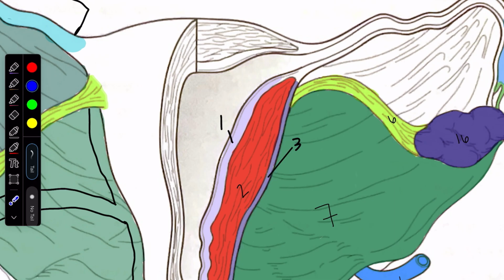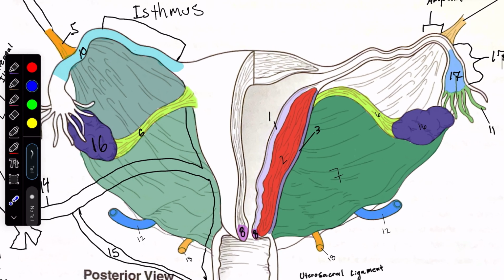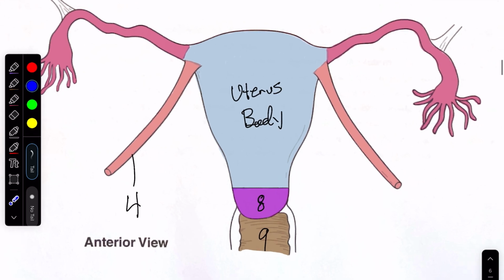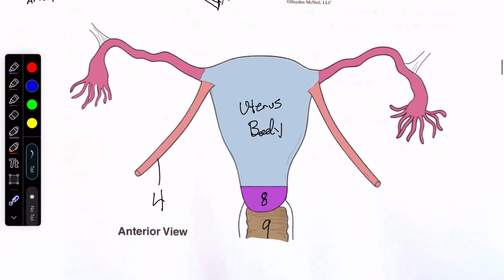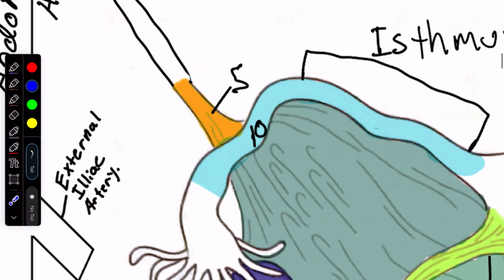Number four, that's going to be your round ligament. And you'll see that on this anterior view, this round ligament. If you watch the previous video of that parasagittal cut, I showed it as well, where it comes forward. Number five, that's going to be your suspensory ligament. That's what these are right here. I didn't color them on this anterior view, but up here on this posterior view, you can see the suspensory ligament.